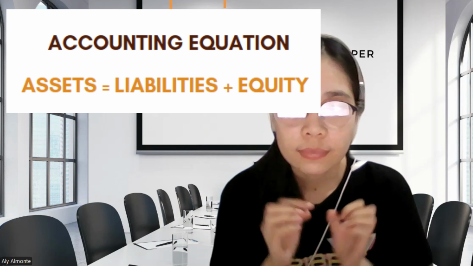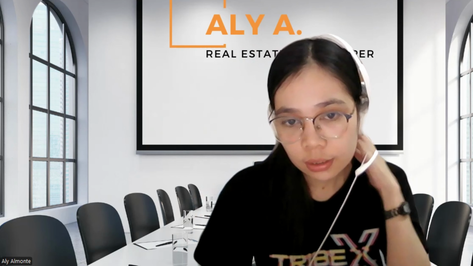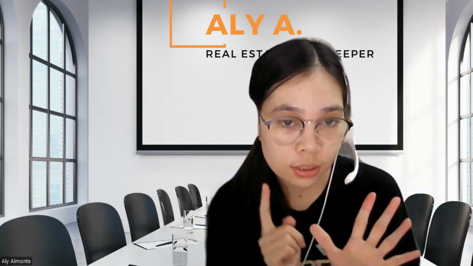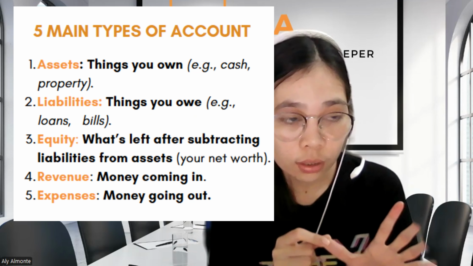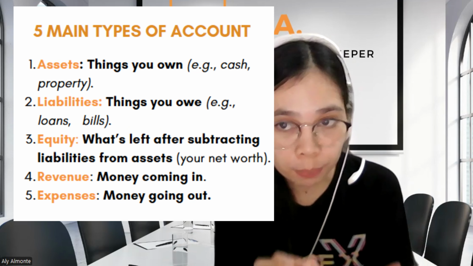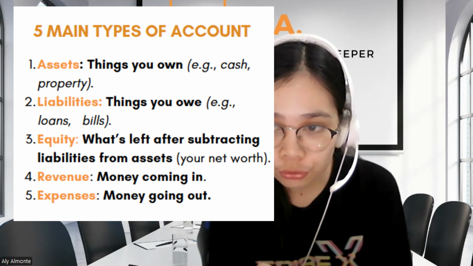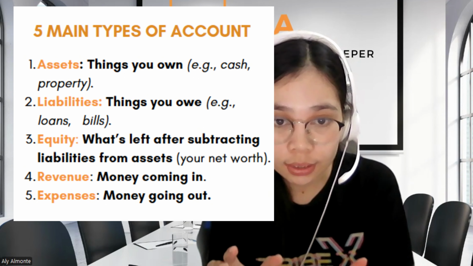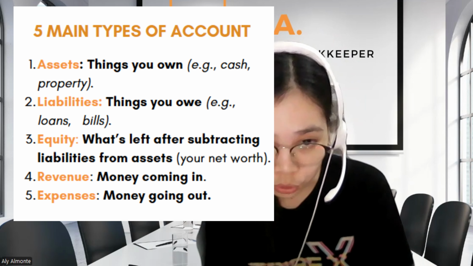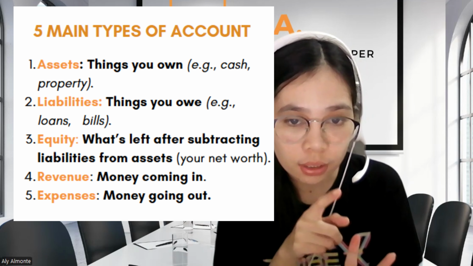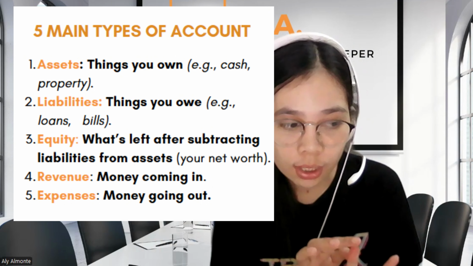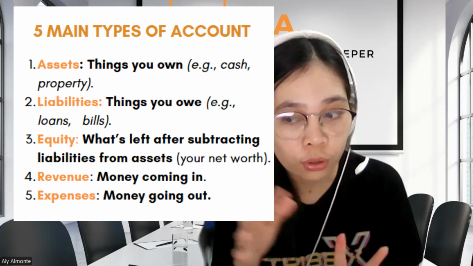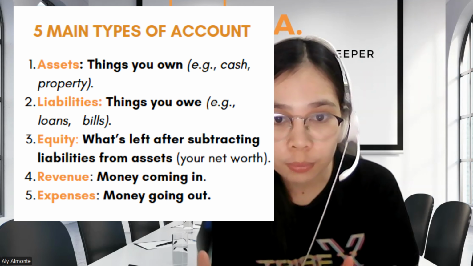So, okay, let us first understand what are those five accounting terms. So, what is an assets? So, assets are the things you own. So, for example, cash, property, inventory. So, those are assets. Those are the things you own. And then liabilities naman, so those are the things you owe. So what are those? Like your payables, like your loans, your bills na hindi mo pa nababayaran.